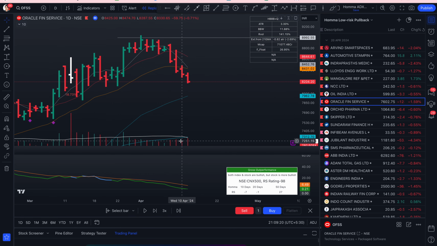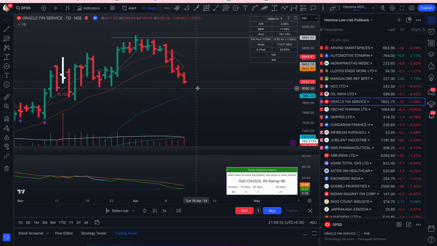Now you see the next 2 days. This was a small volume, still went below, but only the range of the candle is getting smaller. 0.7, here 1.5. So what I am expecting is that there will be a stop volume. What will happen in the stop volume?